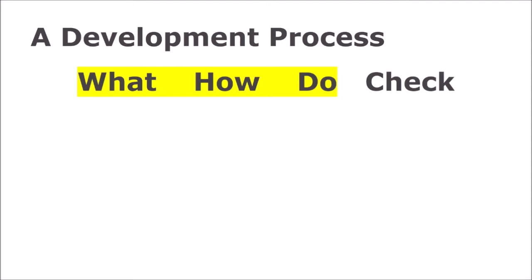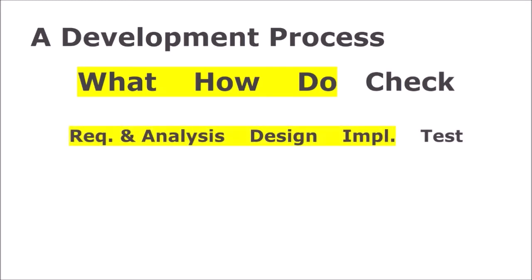Finally, we need to efficiently show that the implementation is working as intended and that it is what the end user wants. We need to easily find the root causes of problems. This is the check step. With some nicer words, these are the basic steps of any software development process: requirements and analysis, design, implementation, and test.